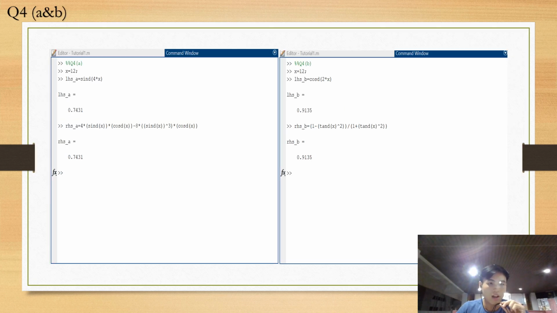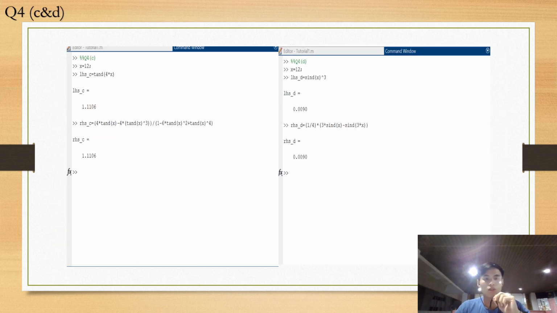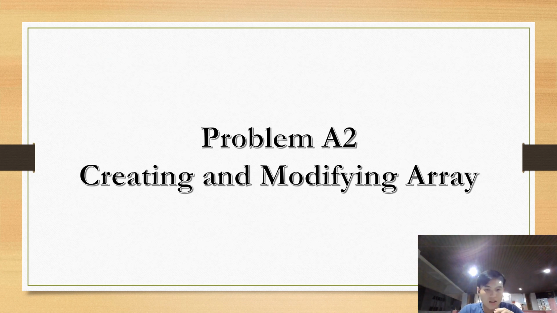For question 4, I use the method of left hand side and right hand side. First, I define my variable x equal to 12. Then I write down the left hand side equation and get the answer 0.7431, same as the answer of the right hand side equation, which is 0.7431. Same method was used for question 4 b, c, and d. At the end, I will get the same value at the left hand side equation and the right hand side equation.